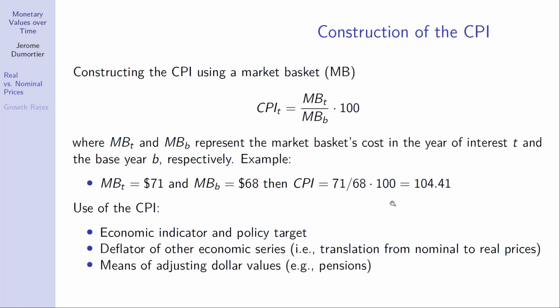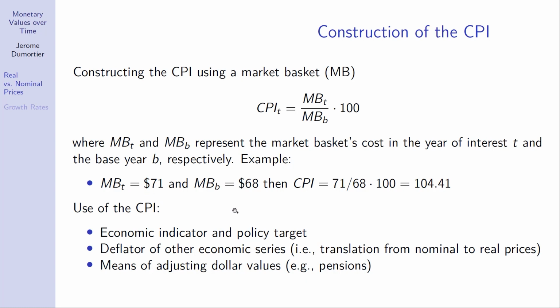Now, how do we construct the CPI? We are taking a market basket, and suppose that the value of the market basket is $68 when we first go. So that would be the value of the market basket in the base period, $68. Then, say a year later, we are purchasing this market basket, and now that market basket is actually $71.